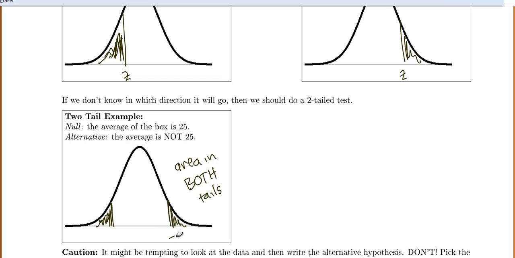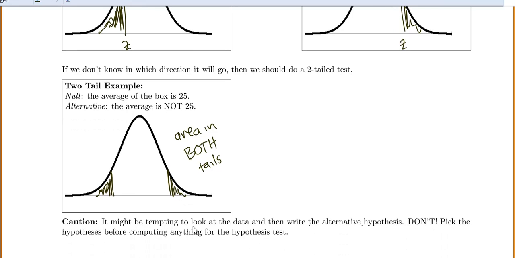And just as a note, it might be tempting to look at your data and then write the alternative hypothesis, but ethically speaking in statistics, we're not supposed to do that. We're supposed to pick the hypotheses before we compute anything for the hypothesis test. Because before you go out and look up data, you are supposed to already have some kind of hypothesis in mind that you want to test.